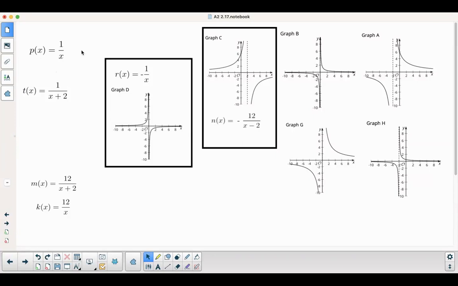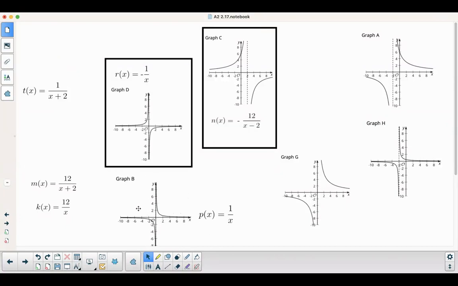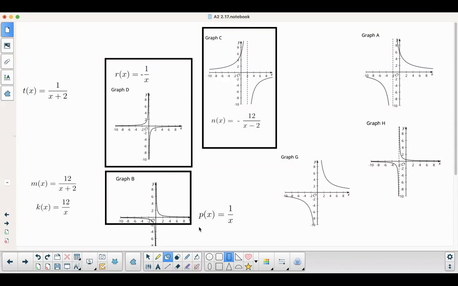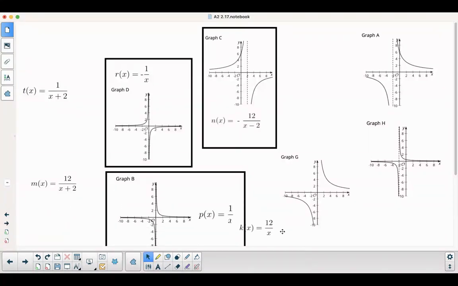Here's the 1 over x and the 12 over x. So both of those have an asymptote at x equals 0, so that's going to either be B or G. So what I'm going to do is I'm going to say B looks the same width, I guess, as D. If you look here, these look exactly the same. See how G is a little bit wider? So I think this one's going to go with P of X, basically because the same function, they're just flipped. All right, and I know that asymptote is at x equals 0. So that makes me think that this one goes here.